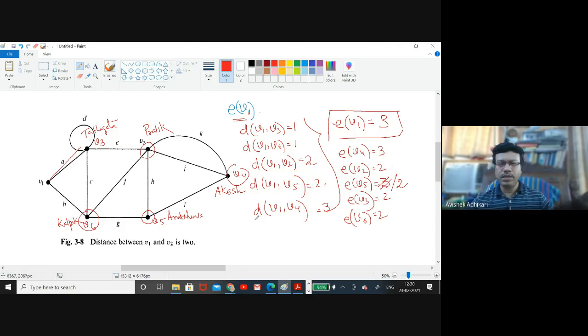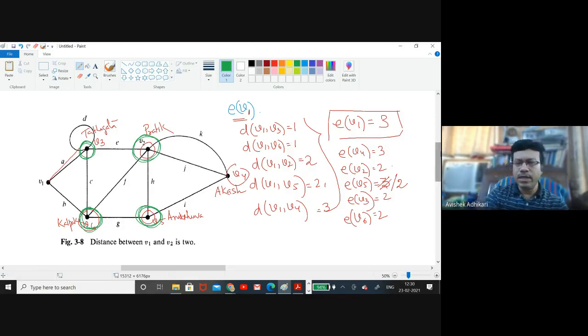Now tell me who are the centers? So you can see that 2 is the minimum. That means V2 could be a center, and then V5 could also be a center. V3 is here, this could also be a center, and V6 could also be a center. So 1, 2, 3, 4.